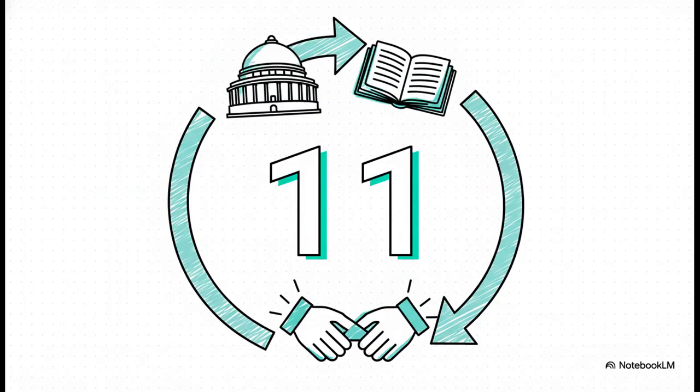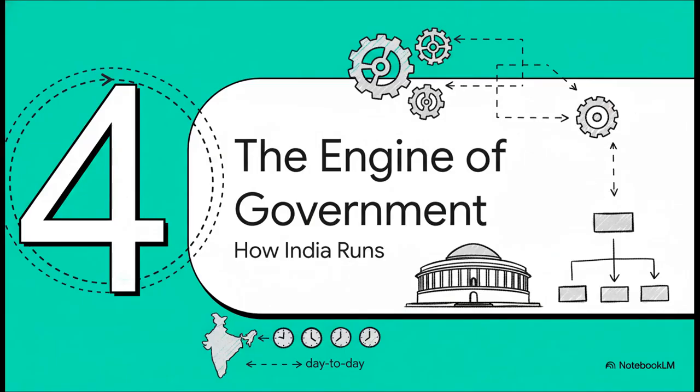So the state has its duties, but what about us, the citizens? Well, in return for all these incredible rights and protections, Part IVA outlines 11 fundamental duties. These are really the moral obligations for every citizen, things like respecting the Constitution and promoting harmony. It completes that circle of mutual responsibility. Okay, so we've got the foundation, and we've got the relationship between the state and its people all mapped out.